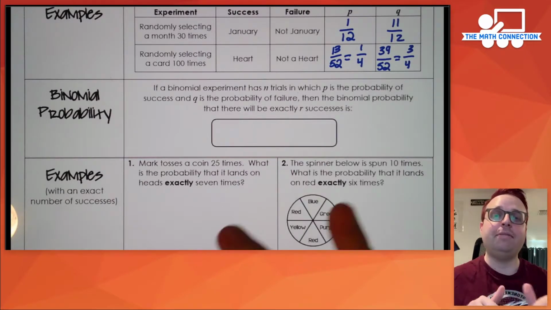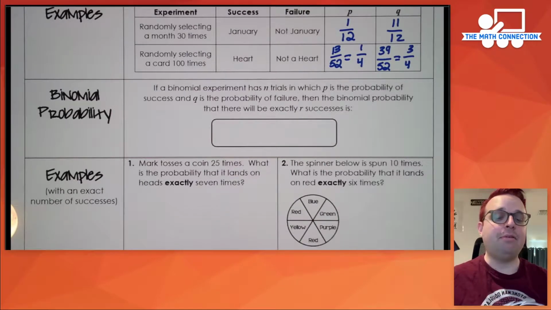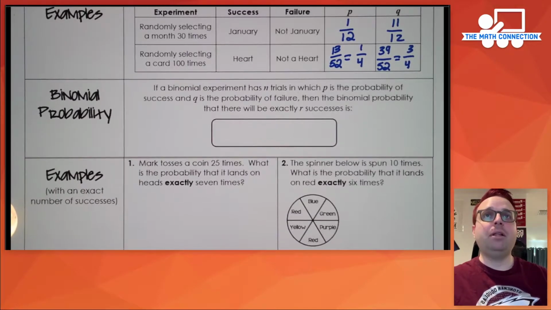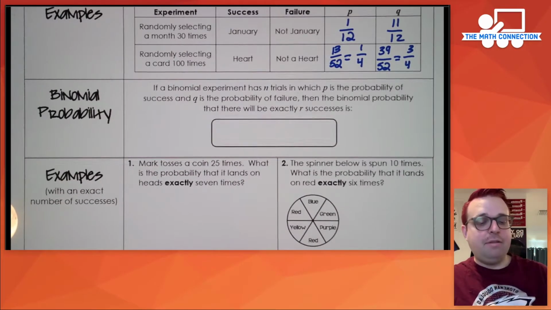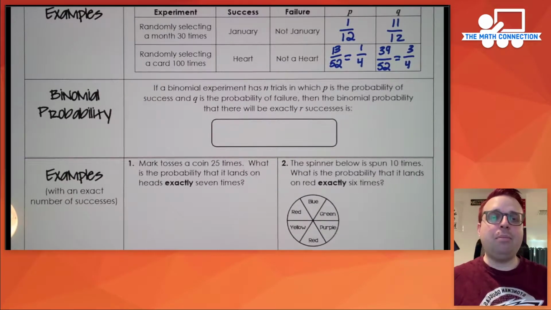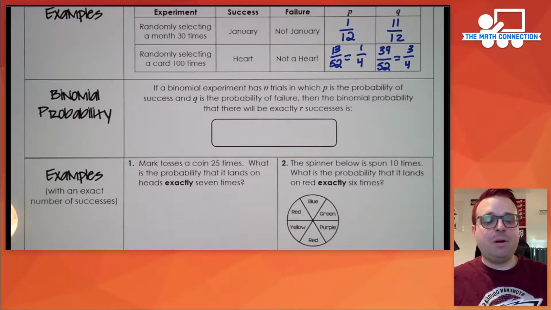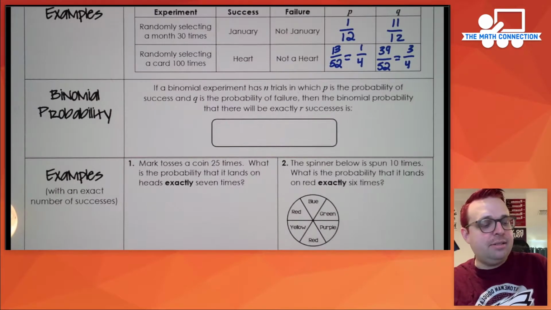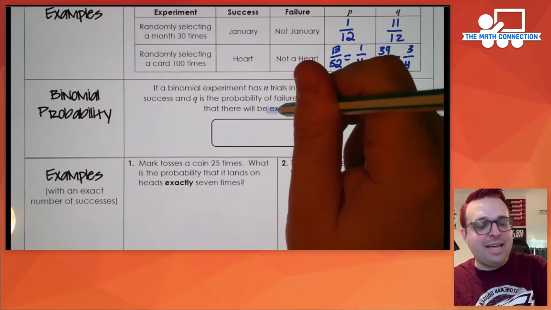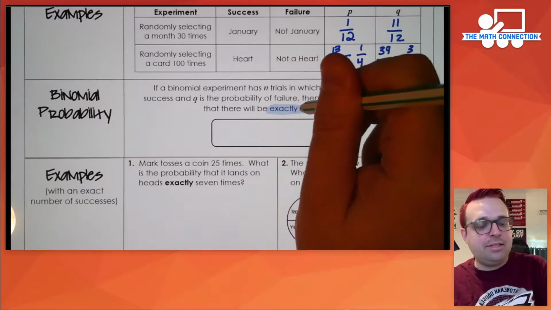So I'm going to record a separate video that goes over how to do that. But for now, we're going to use the formula. So the probability of, if an experiment has n number of trials, that's you repeating that experiment over and over. P is the probability of success, Q is the probability of failure, and the binomial probability is that there will be exactly R successes.